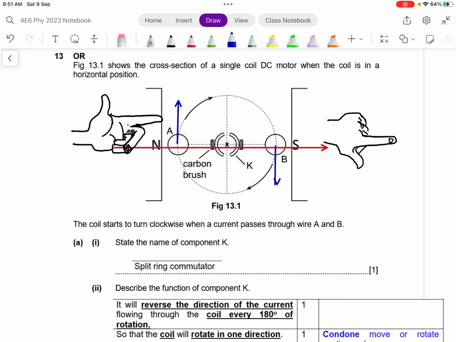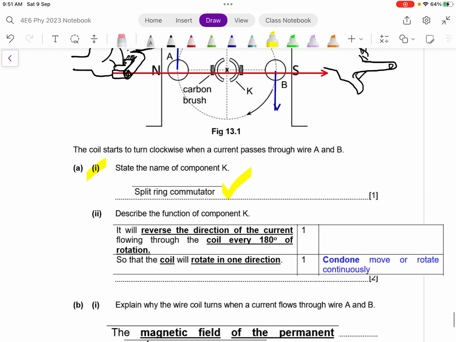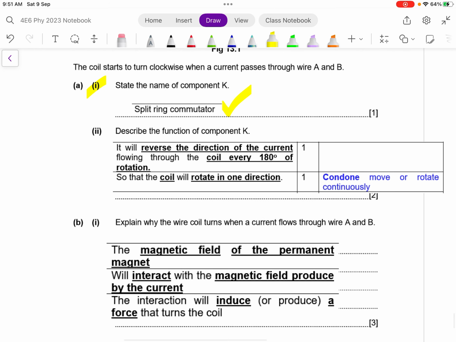Okay, for question 13 OR, it is actually a DC motor, so you should be using your Fleming's left-hand rule and whatnot. For question A part 1, most of you are able to tell me that it is a split ring commutator, component K. To describe component K, most of you have studied the FAQ that we gave you, so most of you give us the correct answer.